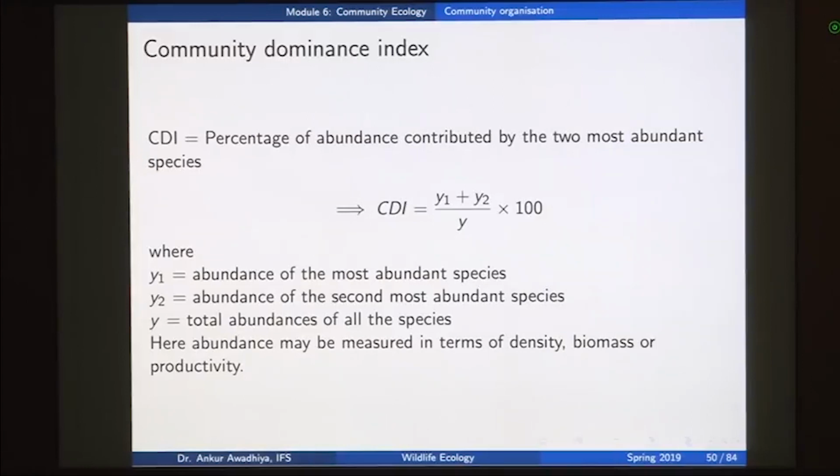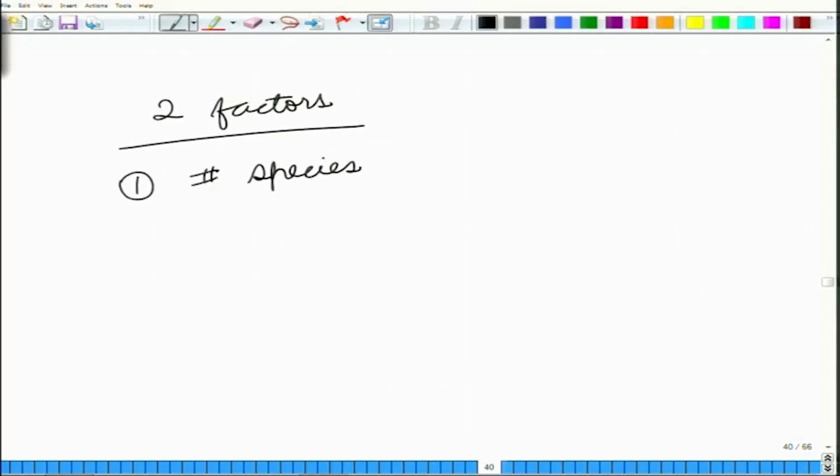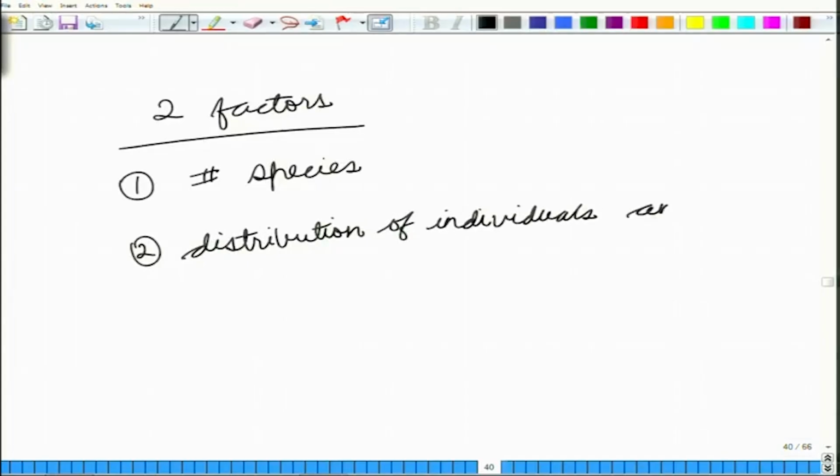Now, the question is, is there a relationship between the community dominance index and the biodiversity of an area? In our lecture on biodiversity, we had seen that biodiversity is dependent on two factors. The first factor is the number of species that is found in the area, and the second one is the distribution of individuals among these different species.